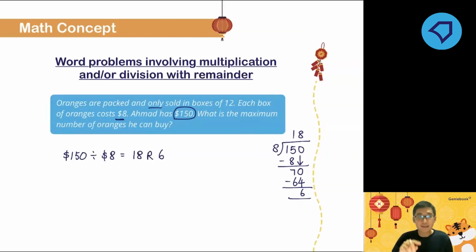Now, so 18 remainder 6. 6 here stands for the $6 left. Okay, the money left.